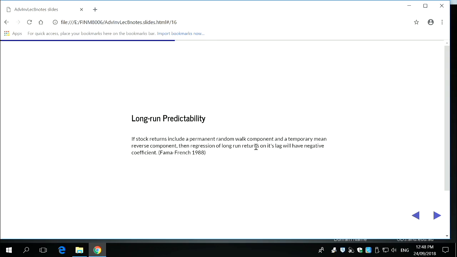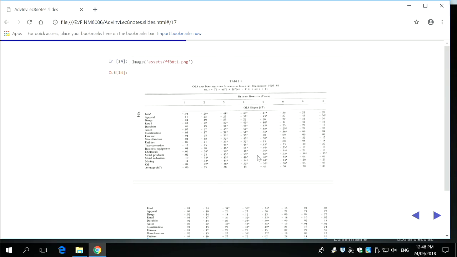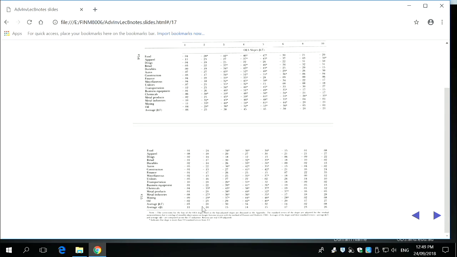Let's suppose a stock has a permanent component that's a random walk, and a temporary component that's mean reverting. Then if you regress the long-run returns on the lagged long-run returns, you get a negative coefficient. That's due to a paper by Fama and French in 1988. What they do is regress the return from t to t+T on the return from t−T to t. This T can be 2 years, 3 years, 4 years, 5 years. So this is a regression over long horizons. What you can see is that the average beta is about negative 0.3.